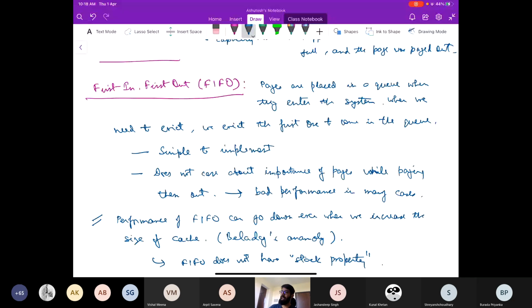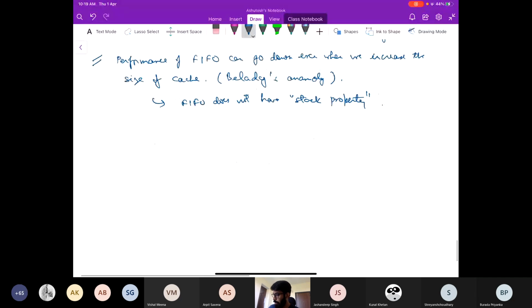So what is the stack property? The stack property basically says that whatever pages are in some size k cache, if you increase the size of the cache to k plus 1, all those pages will still be present. If something has this property, that all those pages are still going to be present in the k plus 1 sized cache, then of course there are not going to be more page faults. So this anomaly can happen for policies which do not have this property, for example, FIFO.